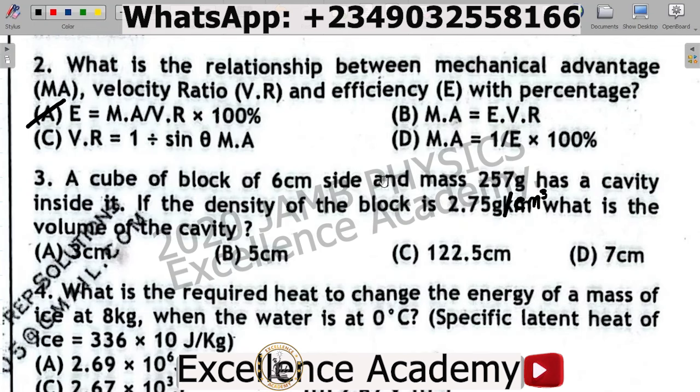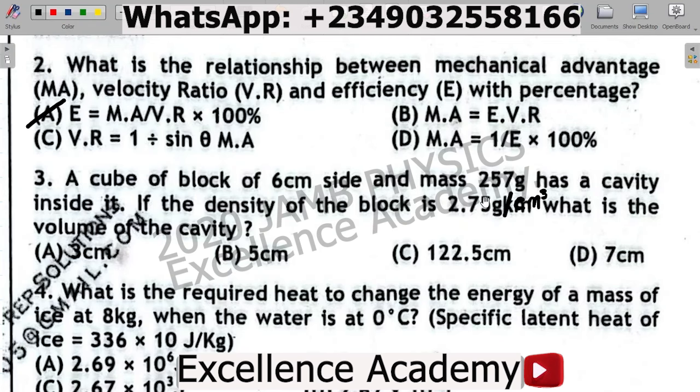Again, let's see. Do I have to convert? Looking at this, they gave you the side of the block as 6 cm. They gave you the mass as 257 gram. So do I have to convert to meters or kilogram? All you have to do is watch the unit of the density. Density of the block is 2.75. The unit there is gram per cm cube. So you observe that both are grams, and then you have cm and cm cube. In essence, I do not have to convert.